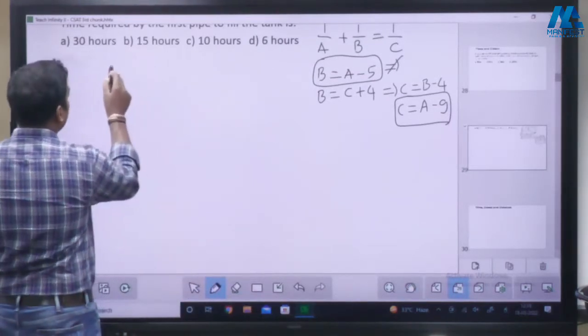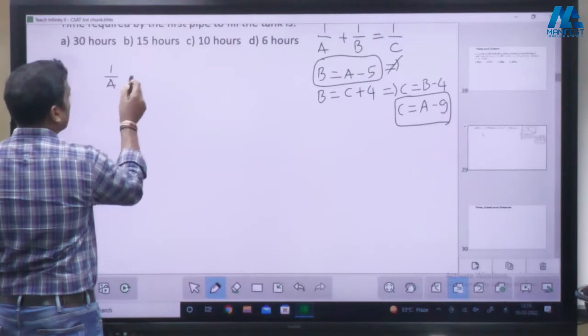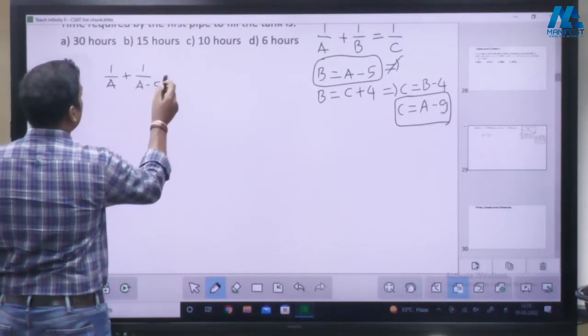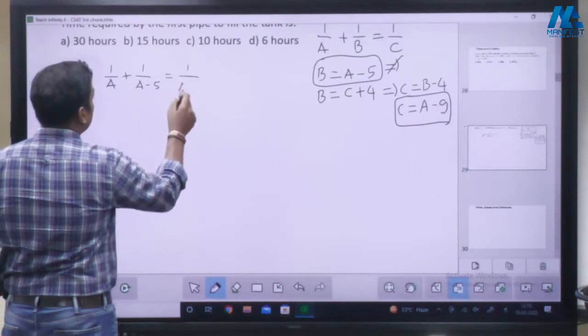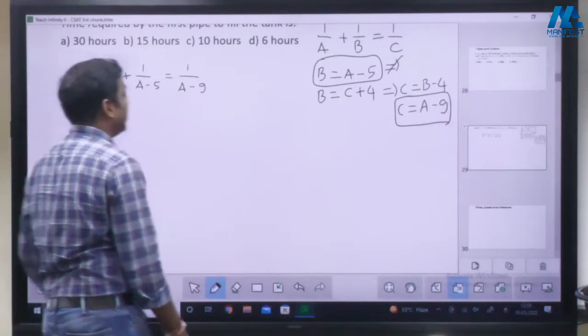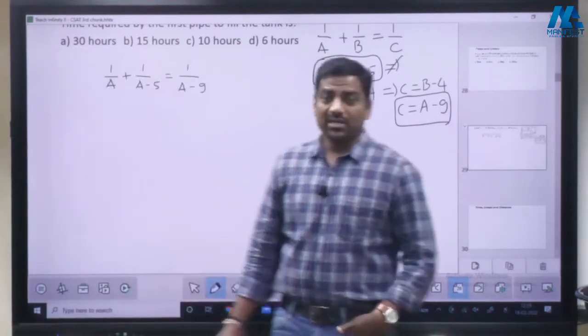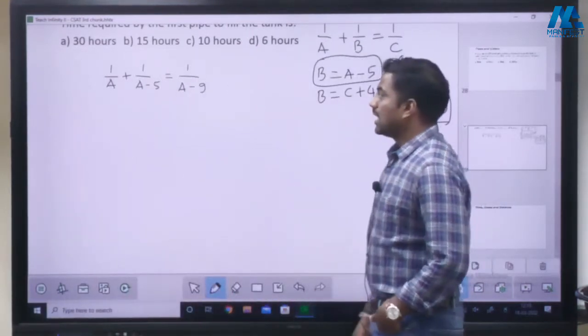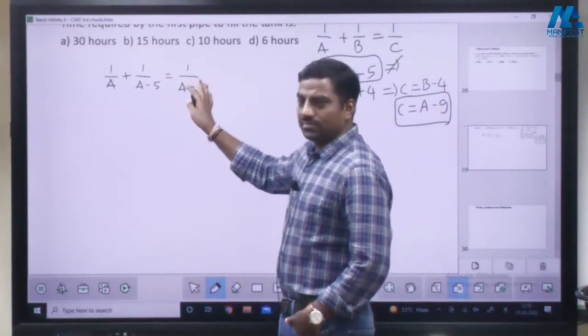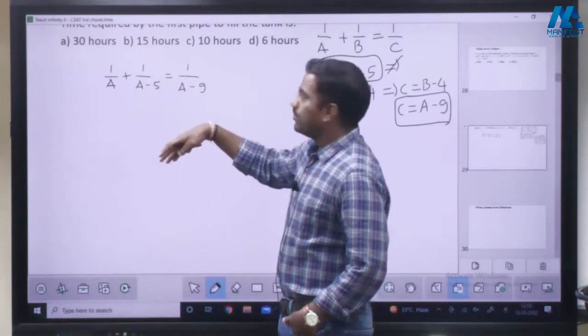It will become 1 by A plus 1 by A minus 5 is equal to 1 by A minus 9. Actually, you can take the values here and you can substitute. I'll tell you a few things. See, A has to be greater than 9. A has to be greater than 5.